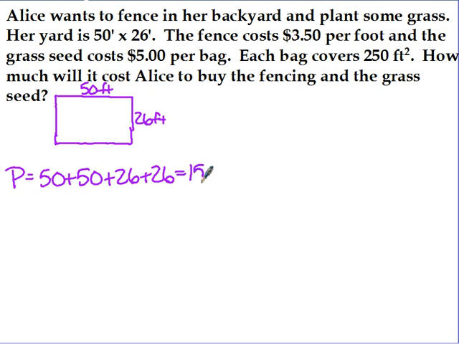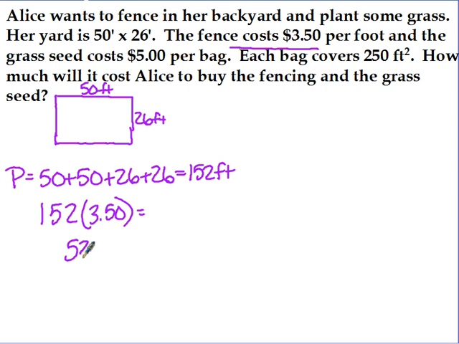And now the fencing costs $3.50 per foot. So 152 times $3.50 gives me a total of $532. That's just for the fencing. Now, for the grass, I'm going to find the area. So that's 50 by 26. It's going to give me 1,300 square feet, excuse me.